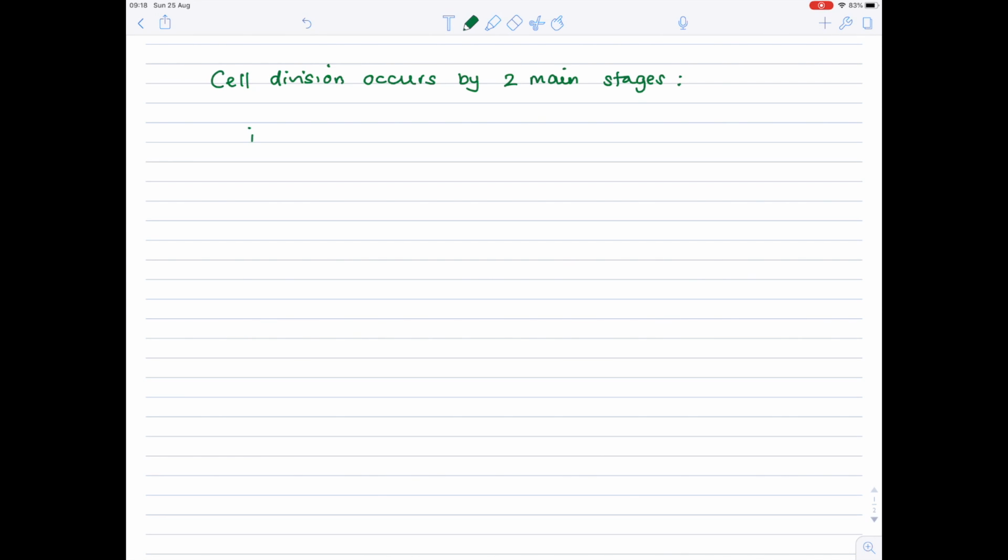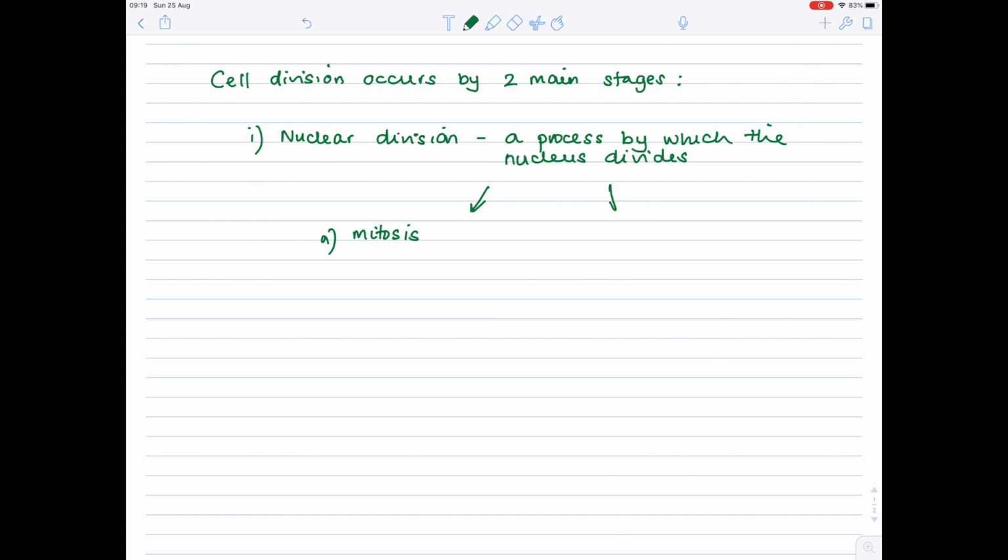The first type you'll be quite familiar with from GCSE and IGCSE, which is nuclear division. As the name suggests, it's the process whereby the nucleus divides. And there are two types which you'll be familiar with. The first one is mitosis, and the second one is meiosis.